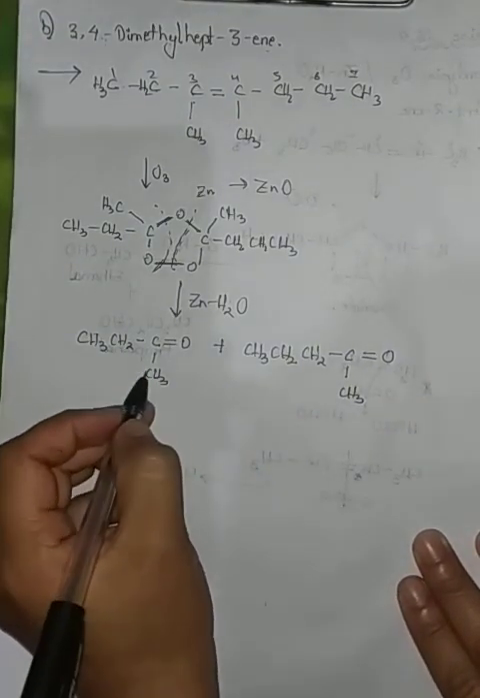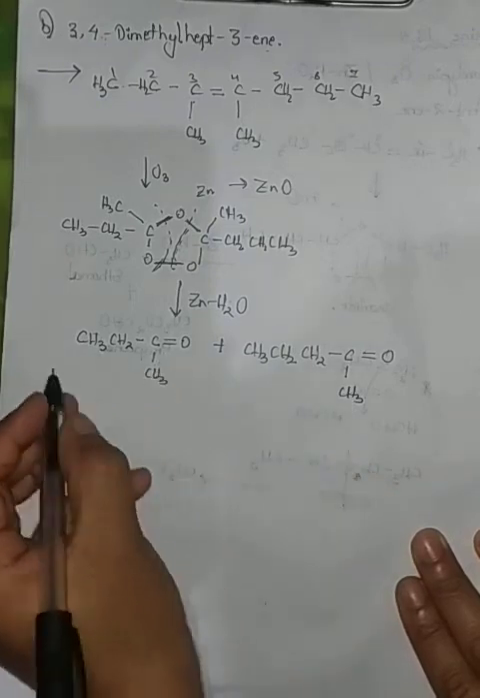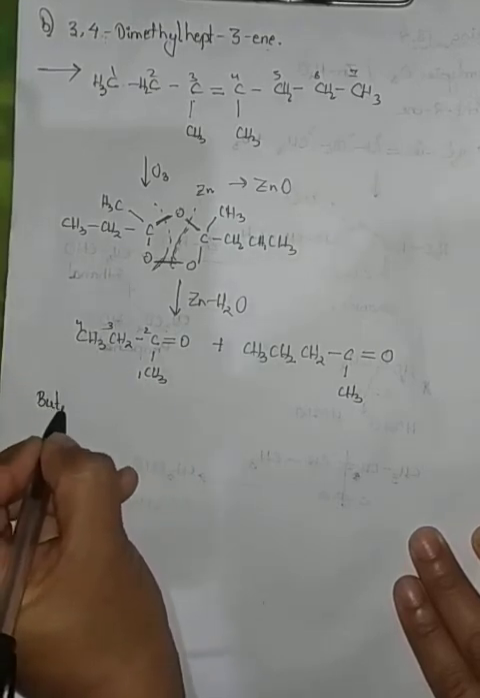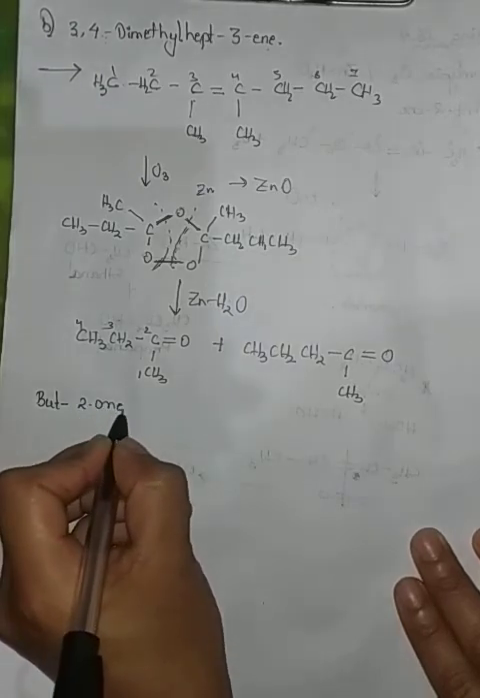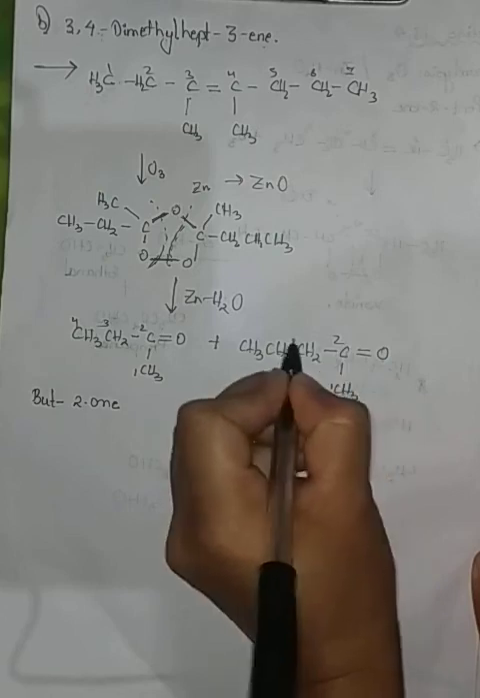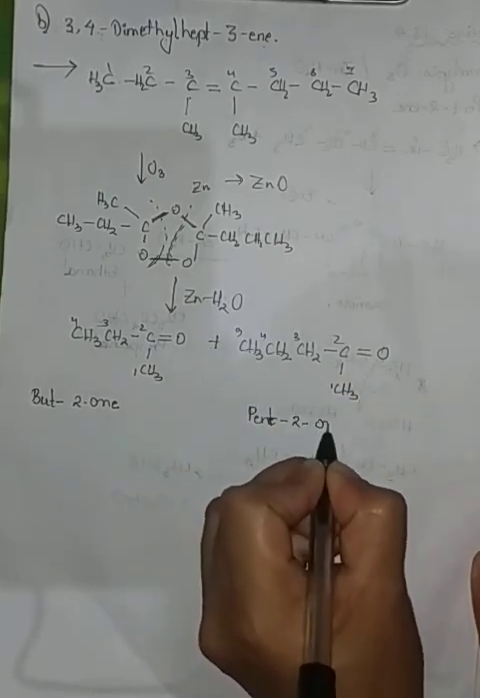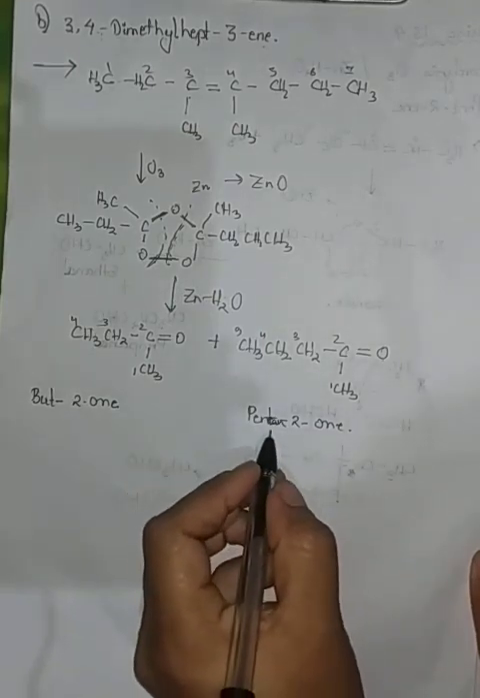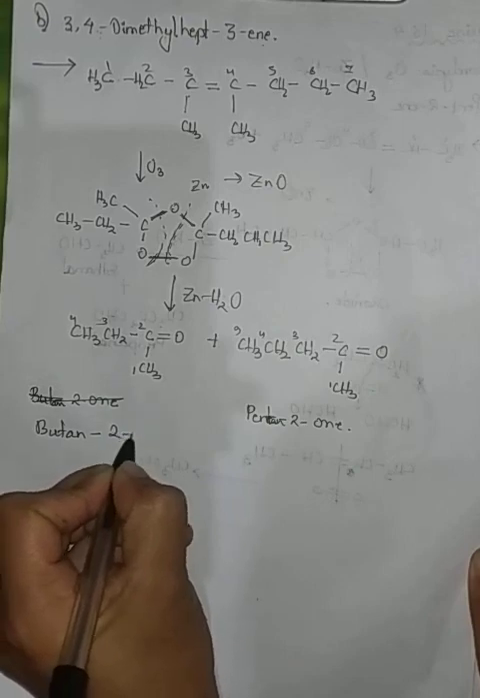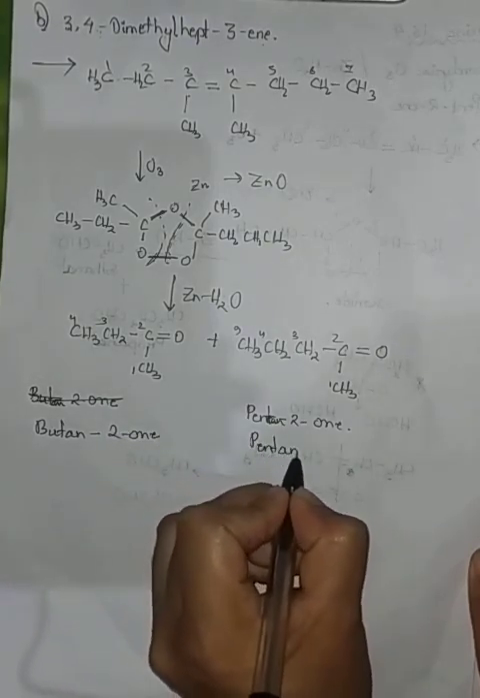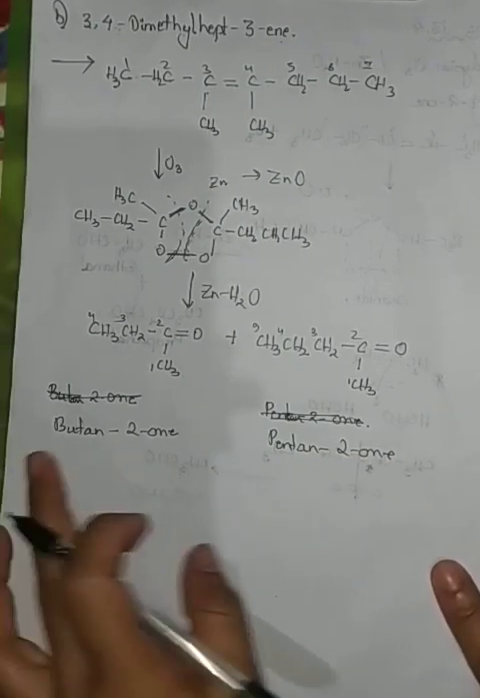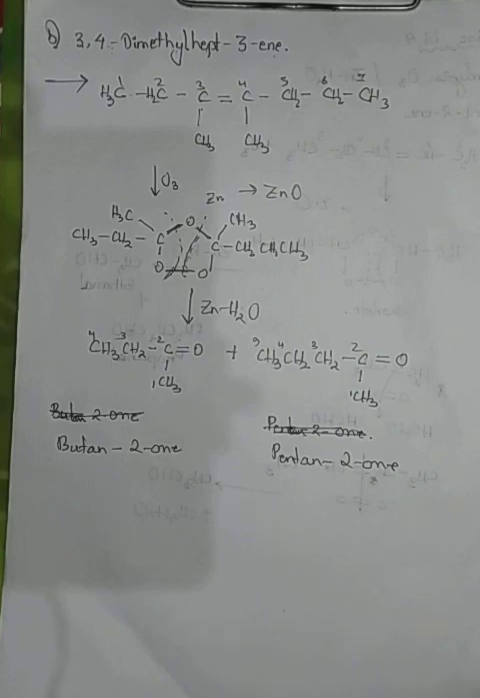Therefore, this has 4 carbon atoms, 1, 2, 3 and 4, and this has 5 carbon atoms, 1, 2, 3, 4 and 5. The 5-carbon compound would be known as pentan-2-one, and the 4-carbon compound as butan-2-one, since these are single carbon-to-carbon bonds. Therefore, this is the way in which ozonolysis of an alkene molecule takes place.